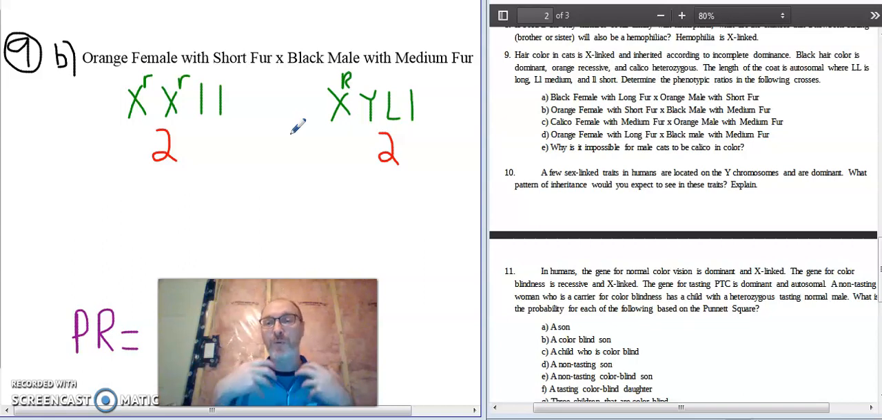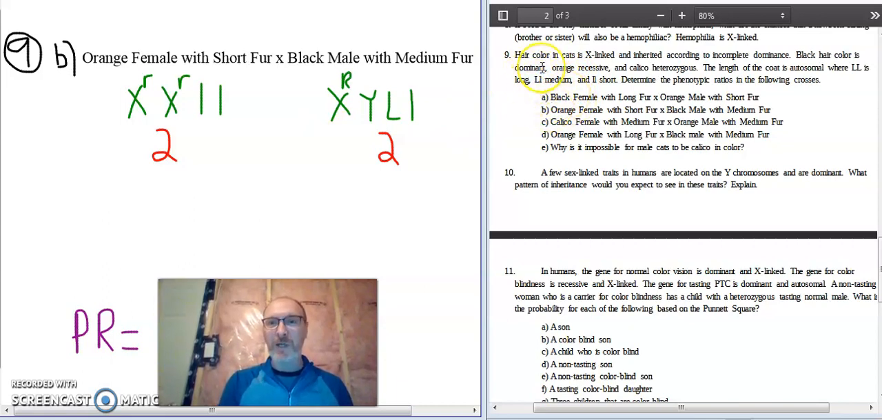So when you set up your genotypes for your parents, you have to make sure that you write out the sex chromosomes for the biological female and the biological male, and then write as superscripts what the trait actually is. So we're going to work off of question 9 here, specifically question 9b.